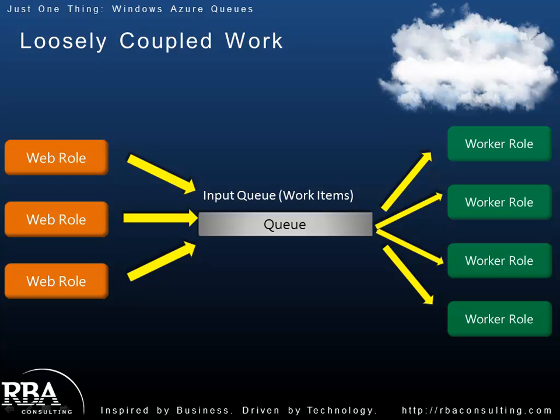If a role has a message in a hidden state and the role blows up, the message will eventually appear back on the queue after a timeout. So something to keep in mind. The other thing to keep in mind too is that once that message has been processed, it needs to be deleted. Otherwise, it will appear back on the queue. So after a message is read and processed, you have to specifically, intentionally delete it.